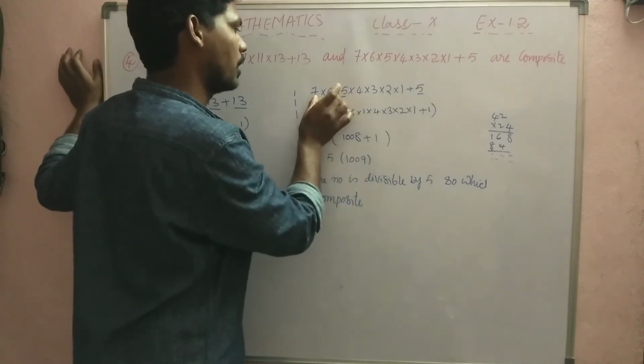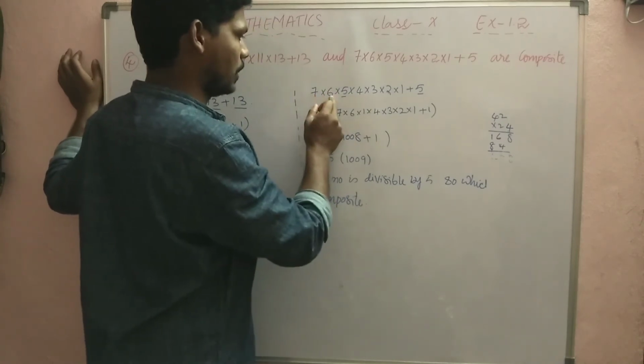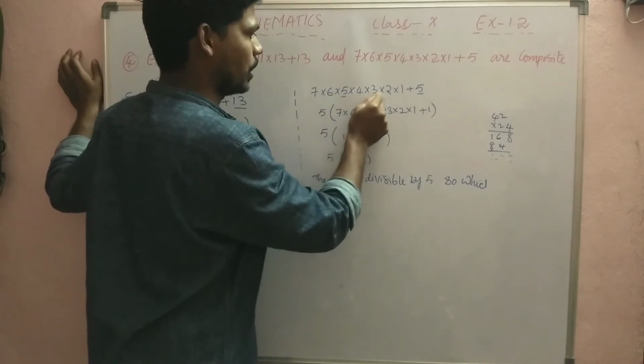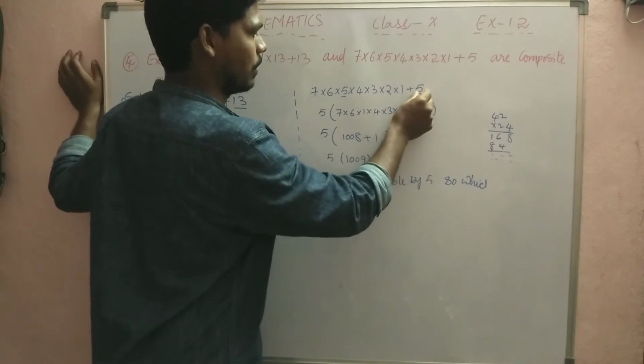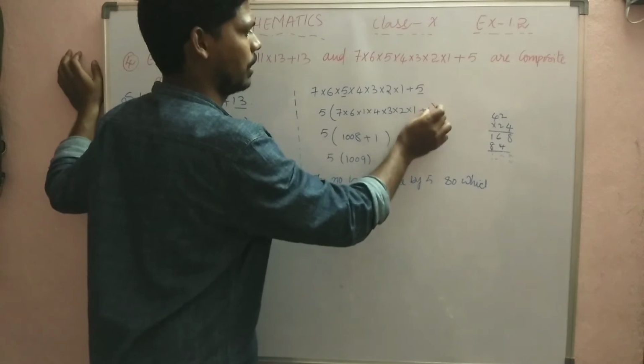The remaining leftover numbers you can write inside of the bracket. 7 into 6 into 5 is outside, so 5 ones are 5. 4 into 3 into 2 into 1 as it is, plus put it as it is. Here 5 is already common out, 5 ones 5, so write 1 in place of 5.